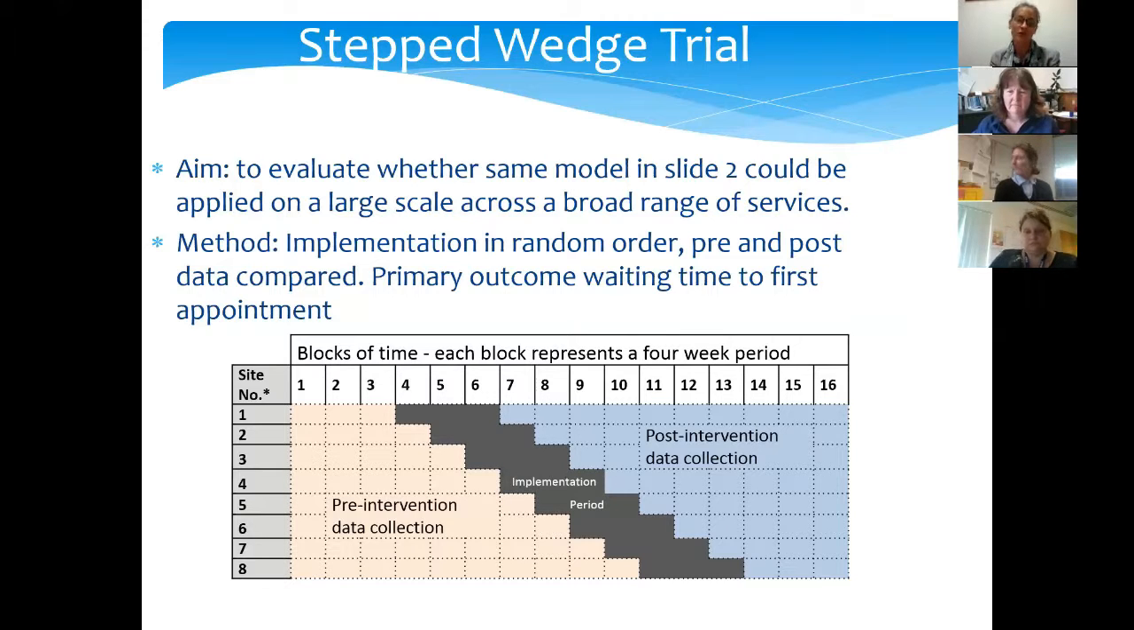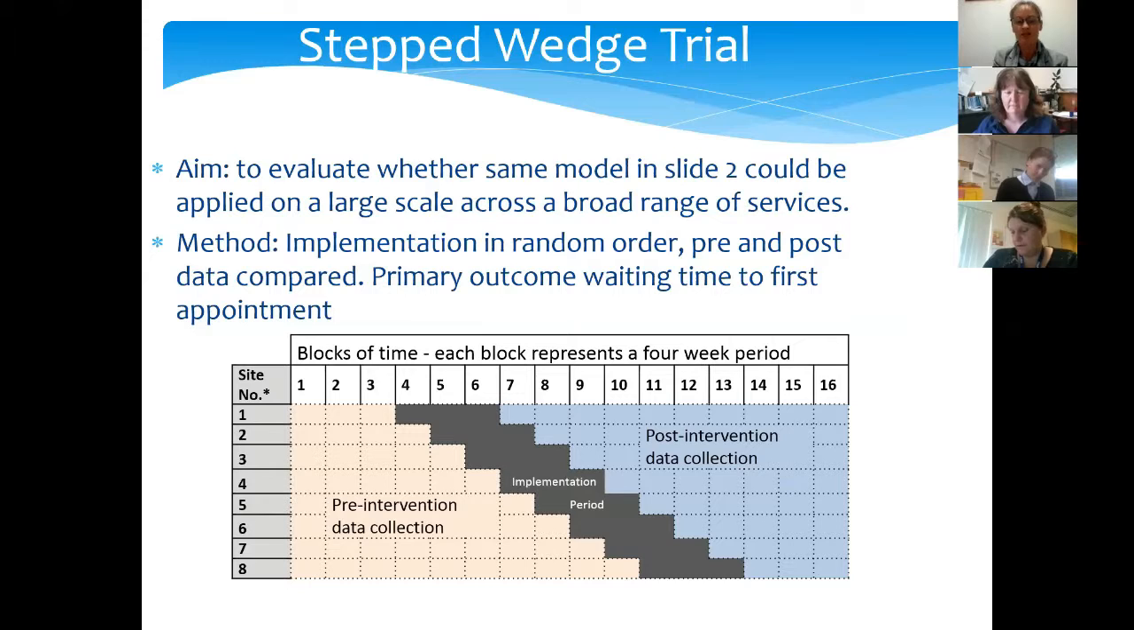Based on that, we were then able to get a much larger grant to look at this same intervention to reduce waiting time and see if it could be applied on a large scale across a broader range of health services. So we had eight different services involved in this trial. You can see site numbers 1 to 8 down the left side of the block there, and along the top, the numbers represent 4-week blocks.